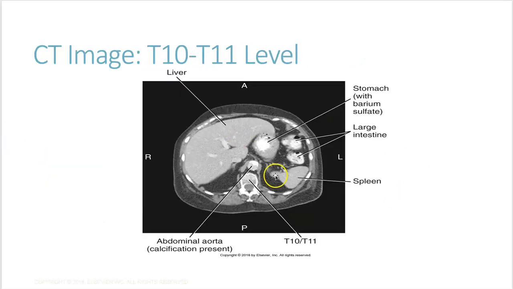Here's a cross-sectional or axial image of CT. Here we can see the liver, and because CT has a different technology, we can make out all the different tissues. We've also introduced contrast here. But there's the liver, stomach with some barium in it, large intestine, spleen, aorta, and so on.